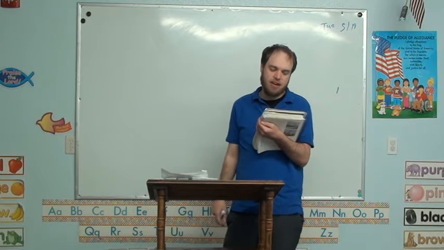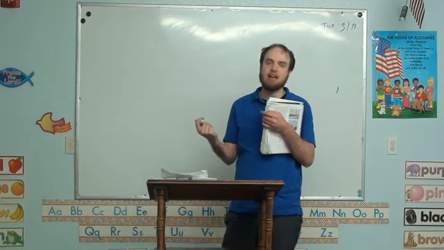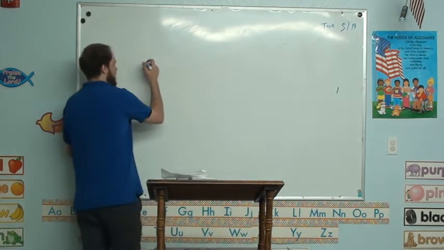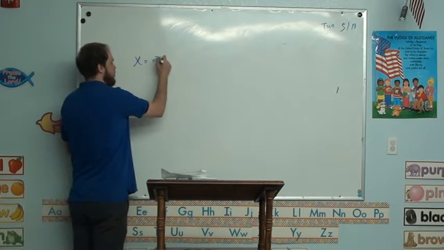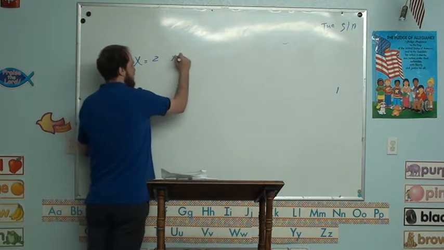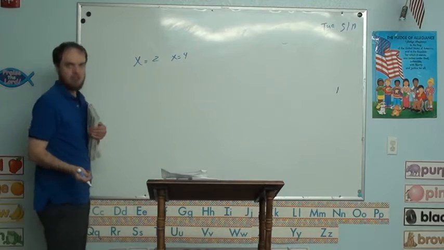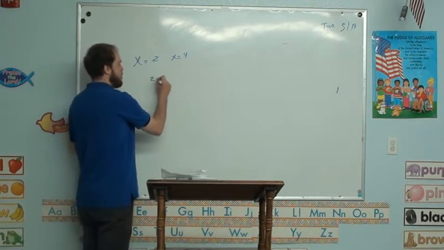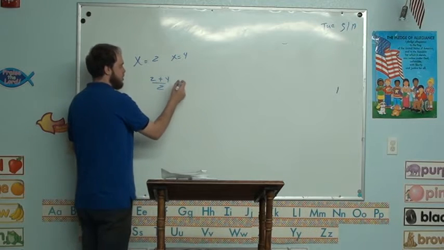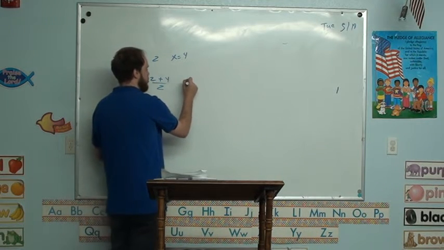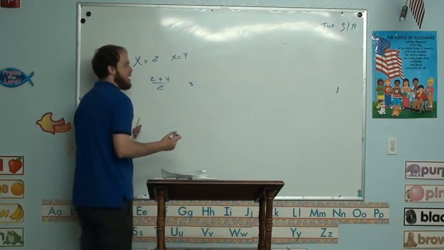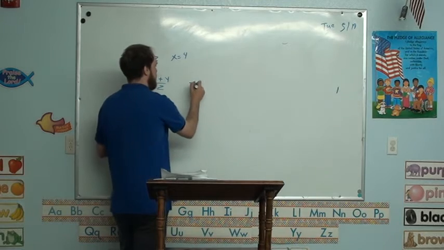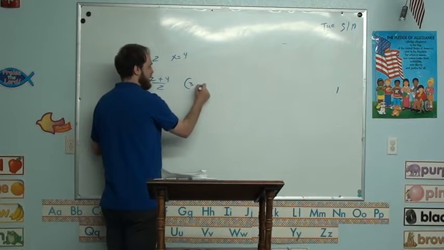To find your vertex, you just add your 2 answers that you got for x and divide by 2, and then plug back in. For example, if I ended up with x equals 2 and x equals 4 as my zeros after I factored, then to find the vertex, I would do 2 plus 4 divided by 2. That would be 6 divided by 2, which would be 3. That would be the x coordinate, so my vertex would be 3, whatever.